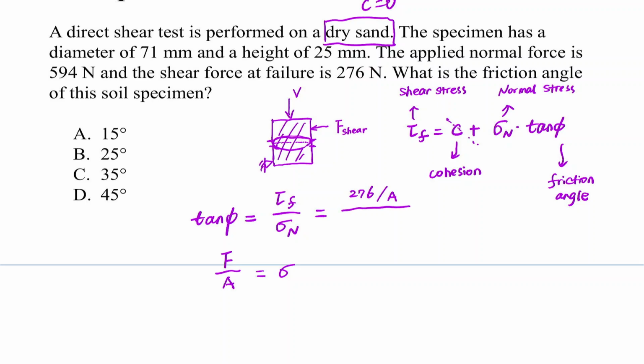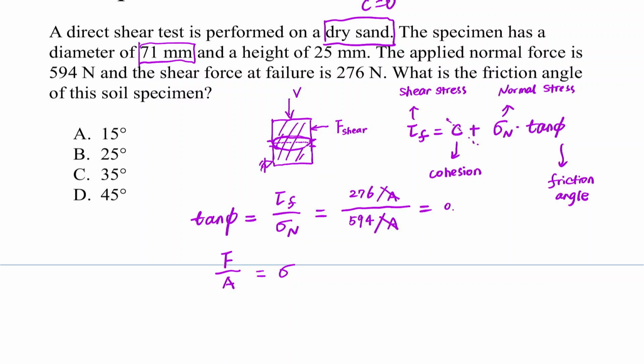And your normal stress is basically your normal force, 594, over the same cross-section area. So you see, you both have cross-section area here. You can actually cross off the cross-section area. You don't really have to calculate that cross-section. But you can also choose to calculate it using the diameter of 71 millimeter, but you don't really have to in this case. So basically 276 over 594, that is the tangent friction angle.